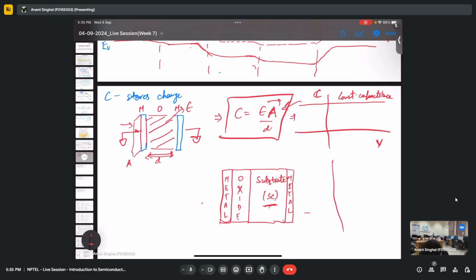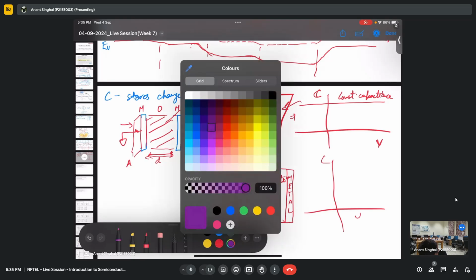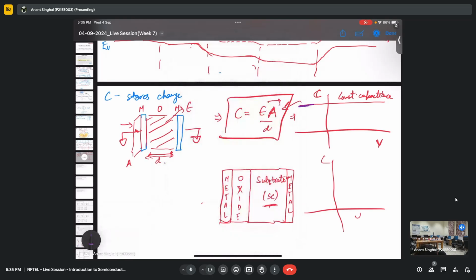So what happens if we apply this additional substrate in between the capacitor? Maybe I can plot it in that same plot, that will make more sense. We have a certain equivalent capacitance for some region, but in between the capacitance decreases and then rises up again. This purple one belongs to this particular structure, which we call the MOS capacitor.